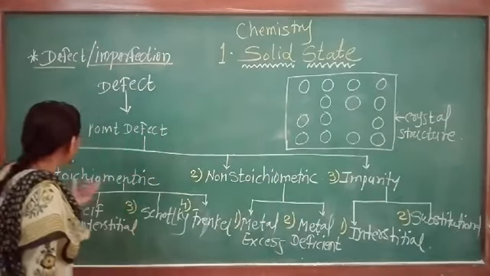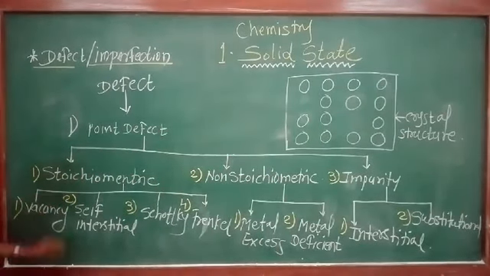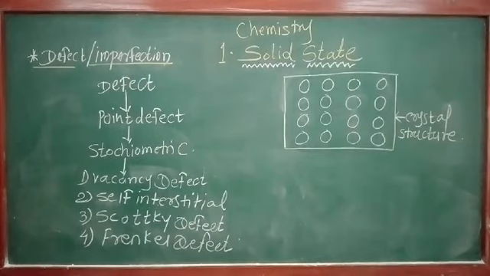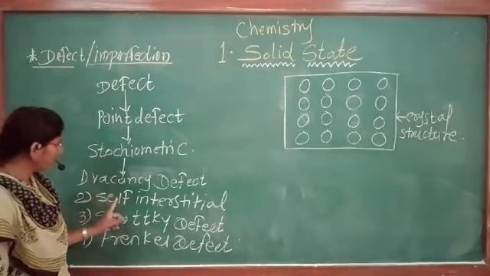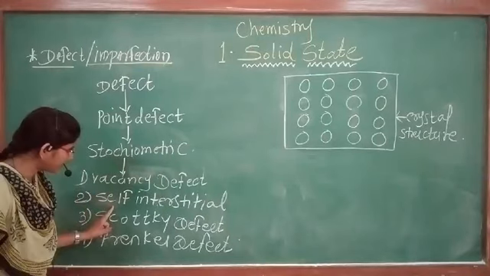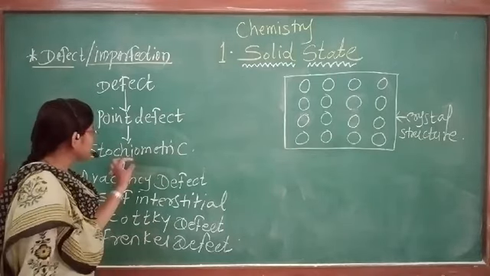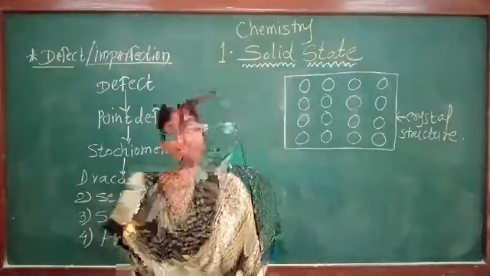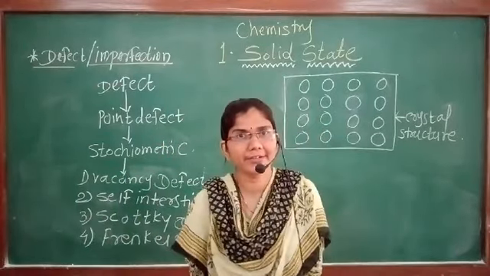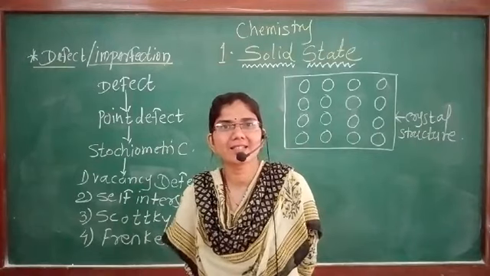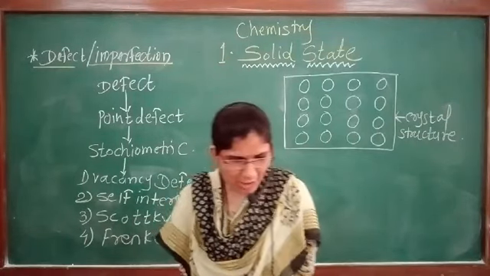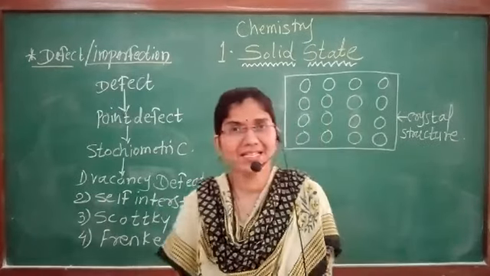In the point defect, here we have to see the first type of defect called the stoichiometric defect. And as we know, the stoichiometric defects are classified into four types: the vacancy defects, self-interstitial defects, Schottky defects, and Frenkel defects. So what is meant by stoichiometric defect? In a stoichiometric defect, the stoichiometry of the solid crystal remains unchanged.